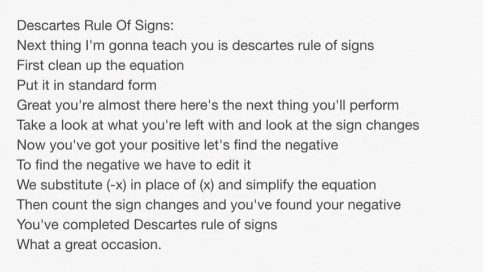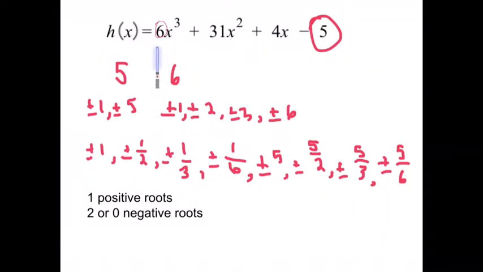What a great occasion. Alright, so now we're going to put Descartes' rule of signs and the rational root theorem together. So first, the rational root theorem. This 5 is our constant, 6 is our leading coefficient, and you have the factors 1 and 5 of the constant, and then the factors of the leading coefficient. So now you could just distribute all of the constants over to the leading coefficients. If you do Descartes' rule of signs, you could find that there's 1 positive root and 2 or 0 negative roots.